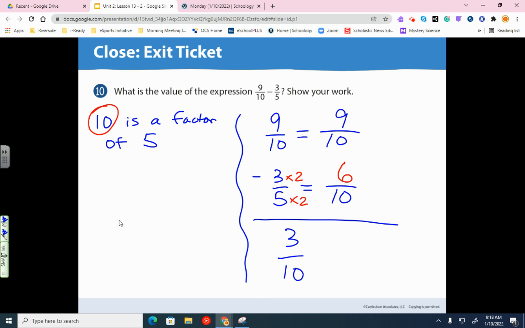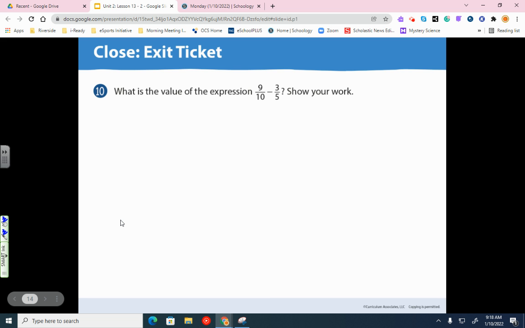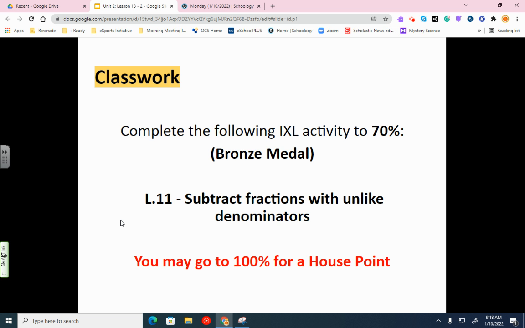Okay. There is IXL for today for your comment or for your work. So that will be look for L11, subtract fractions with unlike denominators. Obviously, for these, they're going to show them horizontally. You probably want to rewrite them vertically like we've been doing. So when you do that, just set them up. The first fraction go up top, the second one on the bottom, and then you should do fine with that. So you can go to 70 to complete the assignment, 100% for a house point.